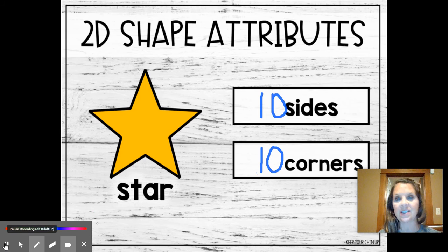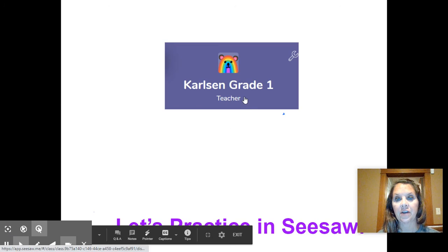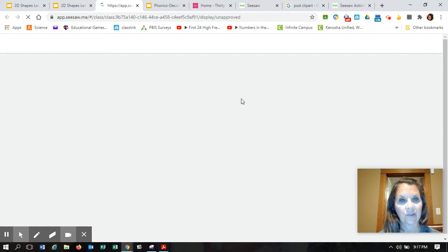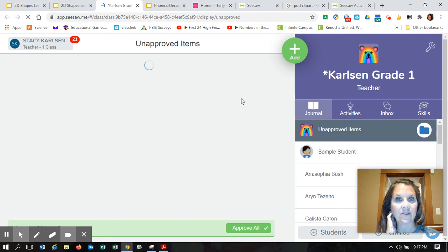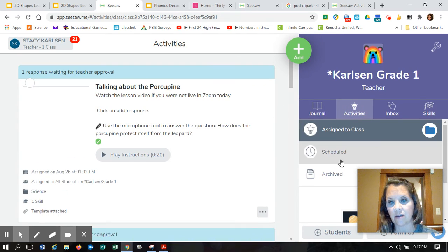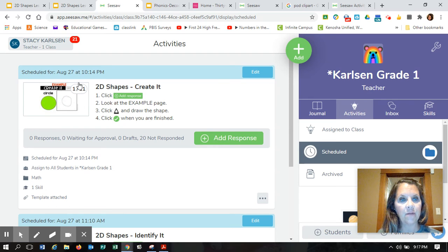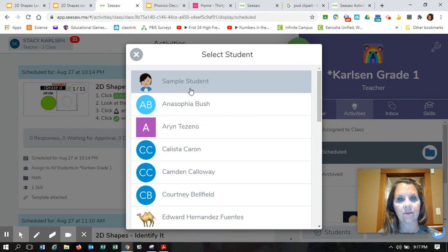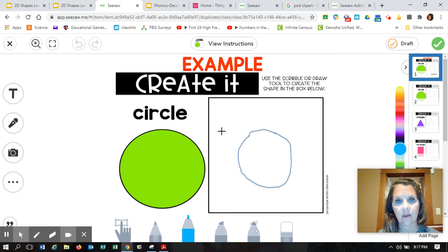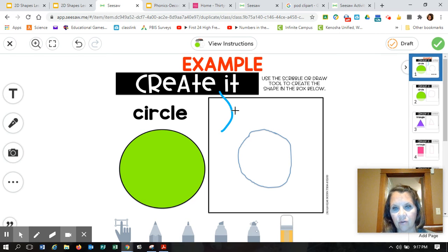Okay, so now it's going to be time to go into Seesaw 2 activities. So you're going to go into Seesaw. I'm going to just talk to you a little bit about the 2 activities that you are going to be assigned. The first one is called 2D Shapes Created. Okay, so you're going to click on Add Response. And here's an example. It says that it wants you to use the scribble or draw tool to create the shape in the box. So here's the circle, and it's an example of a student who drew the circle in the box.